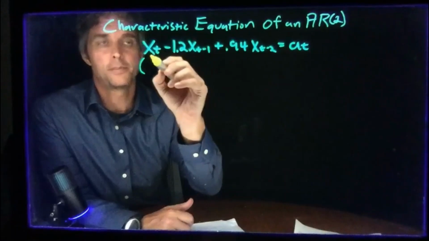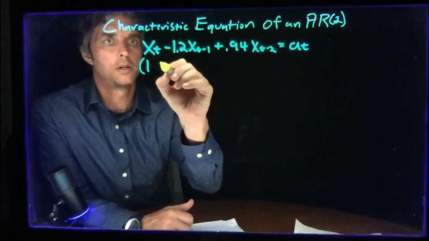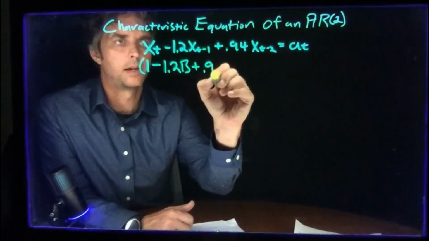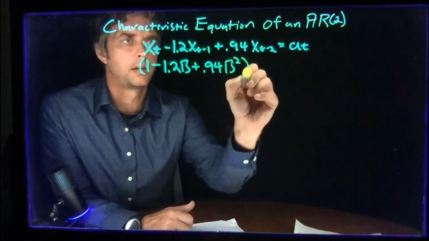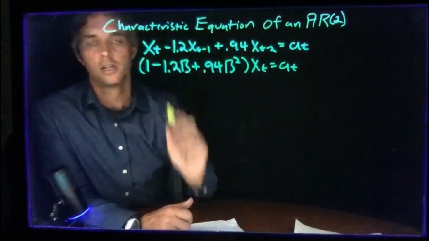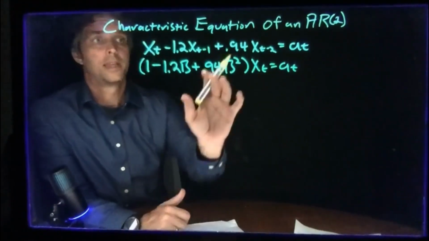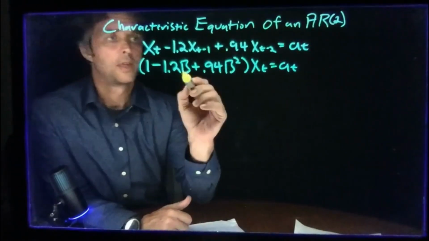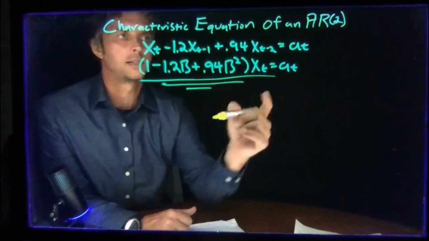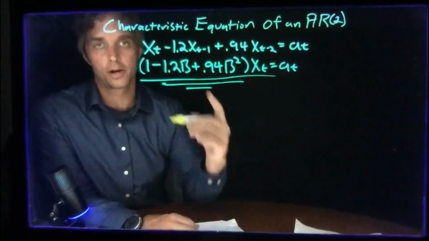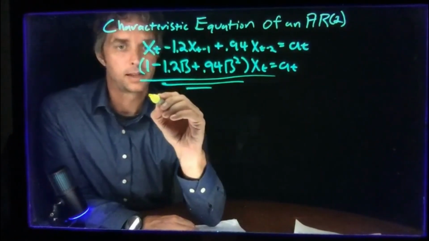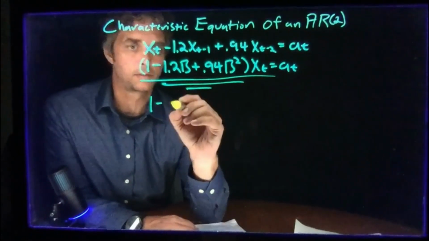Because we need it in backshift notation, this will be (1 - 1.2B + 0.94B²) Xt = at. Great. All the information about the lags is contained between the parentheses now, and we're going to go ahead and draw our 3 lines just to designate the fact I'm not rewriting this equation. I'm just taking what's between the parentheses because that's the information I need in making the characteristic polynomial.